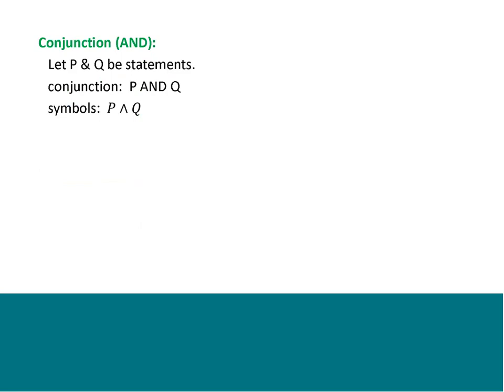Okay. The next logical operator is what's known as the conjunction, otherwise known as your logical and. So in this case, you actually legitimately are going to be dealing with a compound statement. So you have to have at least two statements. We'll let P and Q be our statements. So in terms of writing out the conjunction, this would be read as P and Q. Let's face it, most people don't bother with the word conjunction, they just say and. Okay? And in terms of symbols, it looks like an upside down capital V.